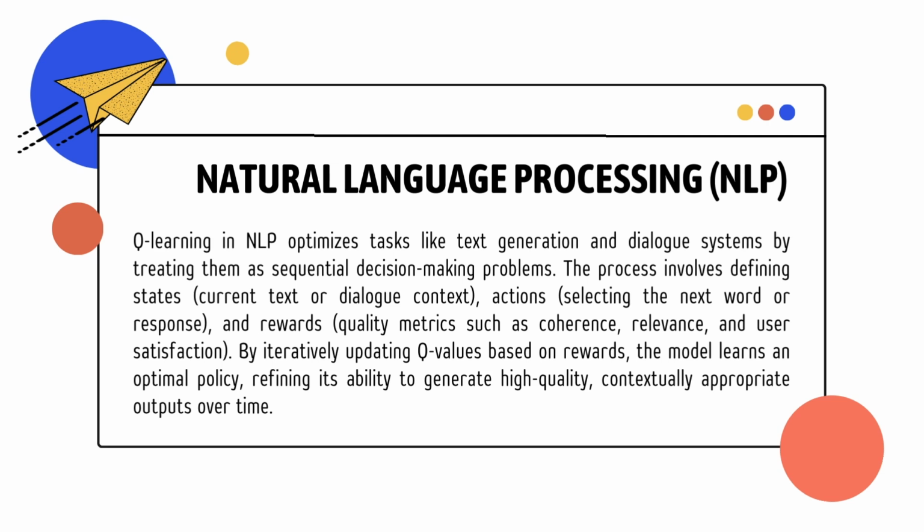Let me explain it. It optimizes tasks like text generation and dialogue systems by treating them as sequential decision making problems. It starts by defining states, which represent the current text or dialogue context, and actions, which involve selecting the next word or response. Rewards are based on quality metrics such as coherence, relevance, and user satisfaction. Through iterative updates of Q values based on these rewards, the model learns an optimal policy, continually refining its ability to generate high quality, contextually appropriate outputs. This method significantly enhances the performance of NLP systems, leading to more intelligent and responsive applications.